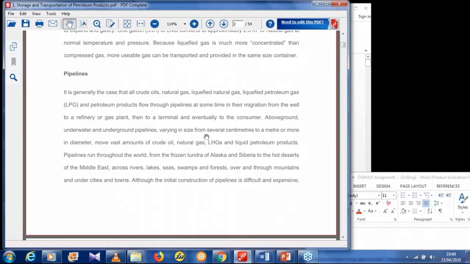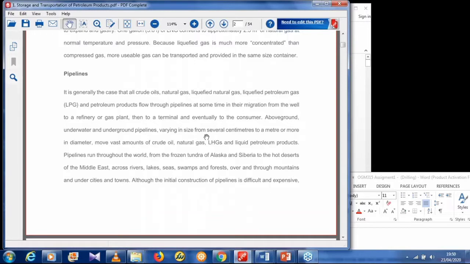Now, pipelines run throughout the world, from the frozen tundra of Alaska and Siberia to Africa and different parts of the world. We have pipelines running all over the world, even to cities and towns. Some are even running across your village too.